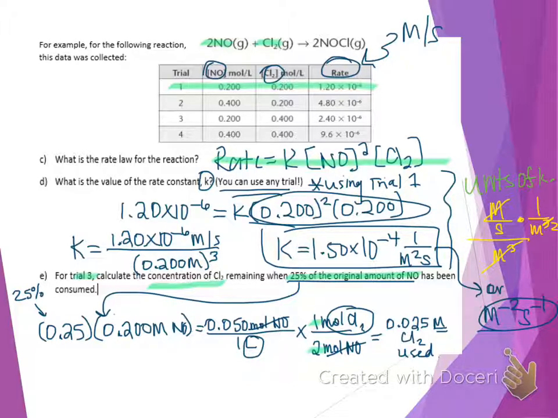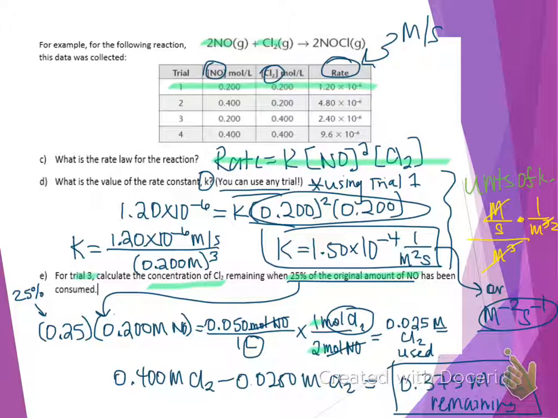We want to know how much remained, so we need to subtract that from our original amount. We originally had 0.4 molar in our trial 3. We just determined that we used 0.025, and so that means we have 0.375 molar Cl2 remaining.